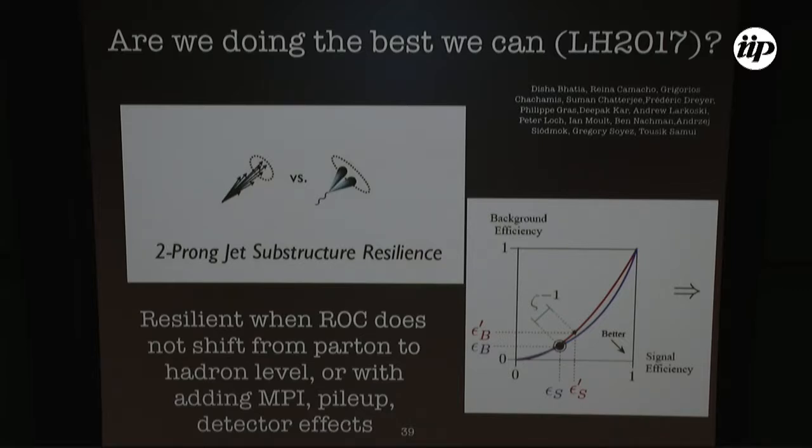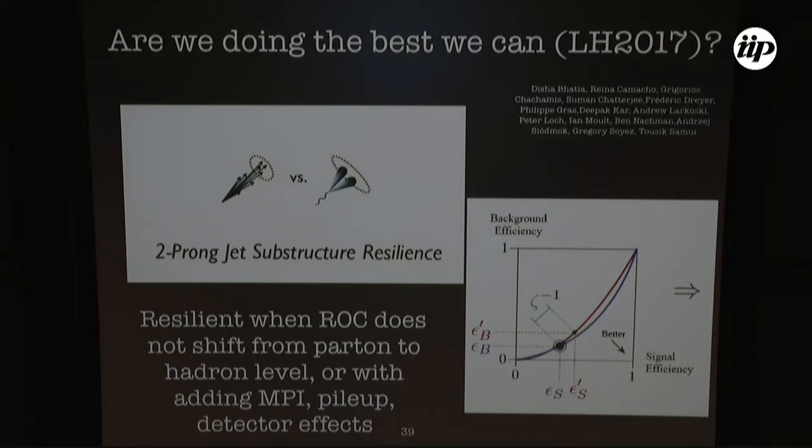Right. So this is something we did with Jesse and a lot of other people. You can see a big list of names here. What we tried to see is if ATLAS and CMS are doing the best they can. We define one measure of the substructure tagging techniques, which is how good the signal efficiency is against background rejection.